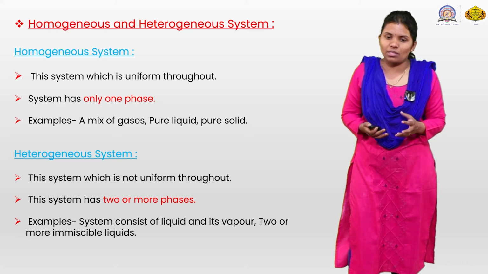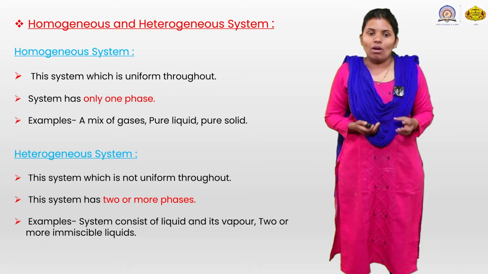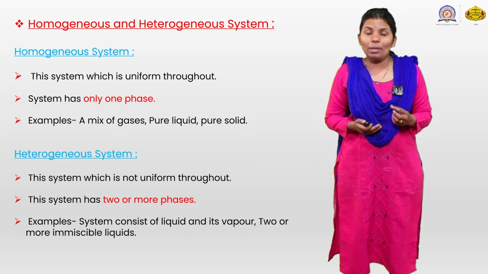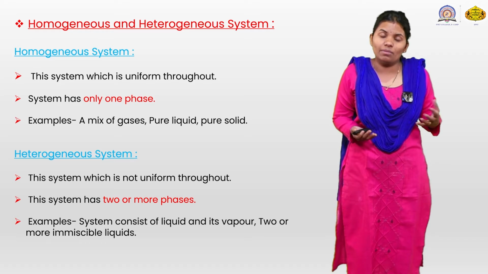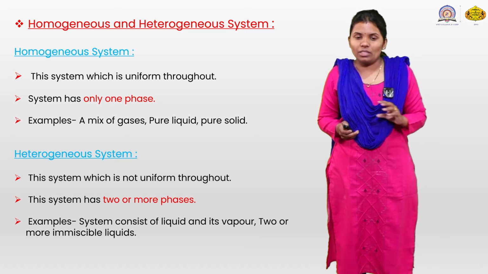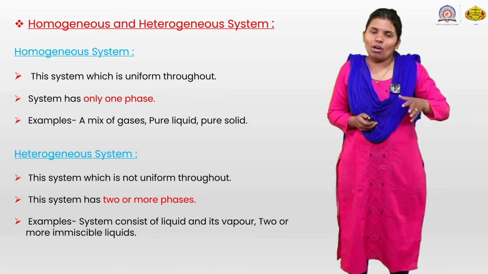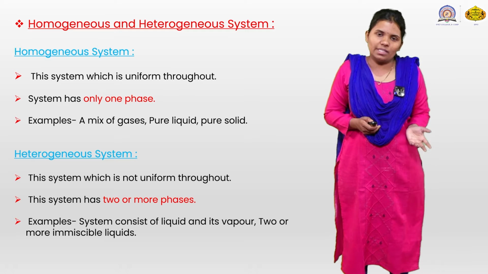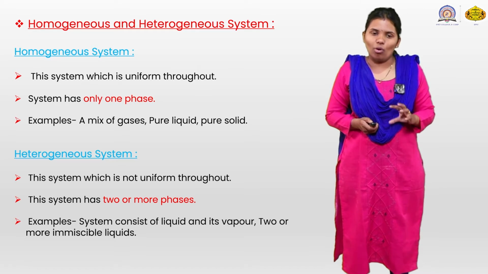Here you can take a system consisting of a liquid and its vapor, or two or more immiscible liquids, called a heterogeneous system. Here you can take two immiscible solvents, that is chloroform and water, which are not miscible with each other and form two phases. That is the heterogeneous system. Homogeneous: when NaCl is dissolved in water, it forms a homogeneous system. A solid dissolved in water, soluble at a particular temperature and pressure, is called a homogeneous system.